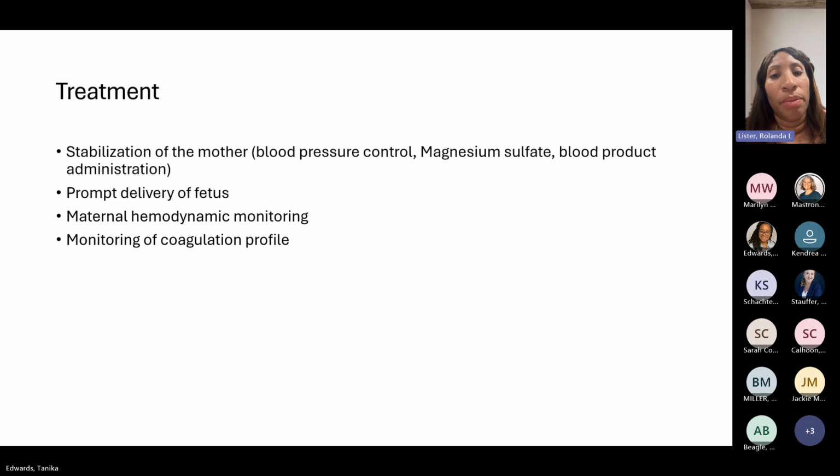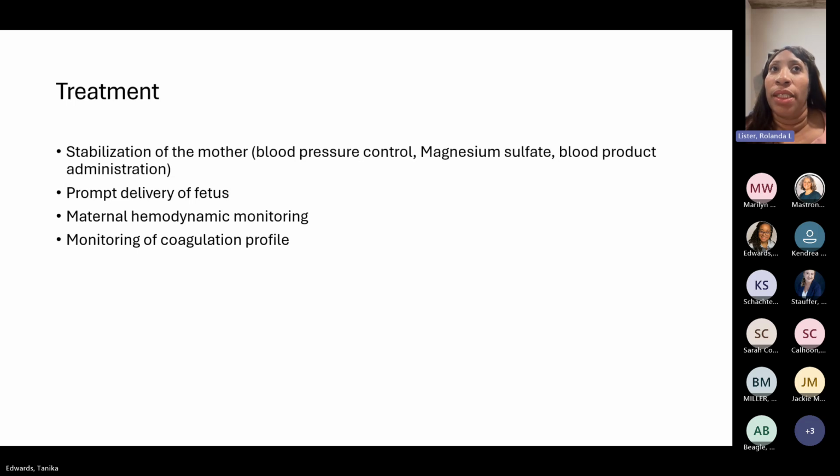So the treatment ultimately is stabilization of the mother. And there are certain cases where sometimes there may be a hesitation to take a patient to the operating room who is, quote unquote, unstable. I would say in the setting of eclampsia, yes, you want to make sure that your blood pressure is controlled or relatively stable. You want to make sure that she's hemodynamically stable before you cut into her belly.